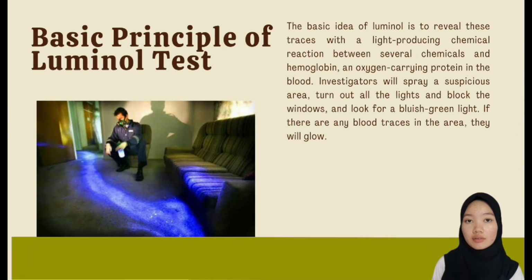The basic idea of luminol is to reveal these traces with a light-producing chemical reaction between several chemicals and hemoglobin, which is an oxygen-carrying protein in the blood. The investigator will spray the suspicious area, turn off all the lights, block all the windows, and look for a bluish-green light. If there are any blood traces in the area, the luminol solution will glow, indicating a positive reaction.